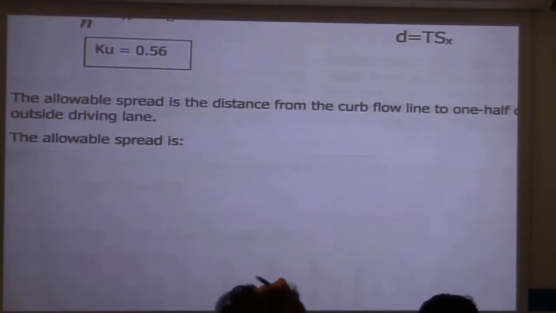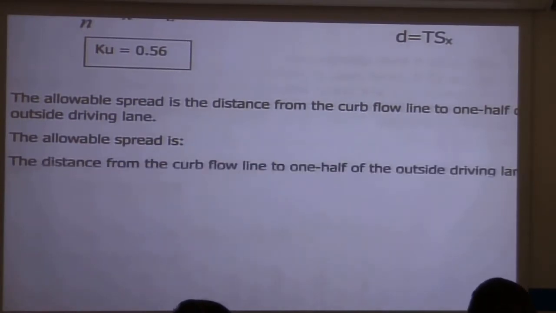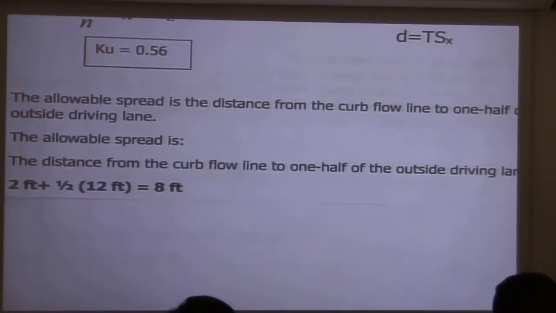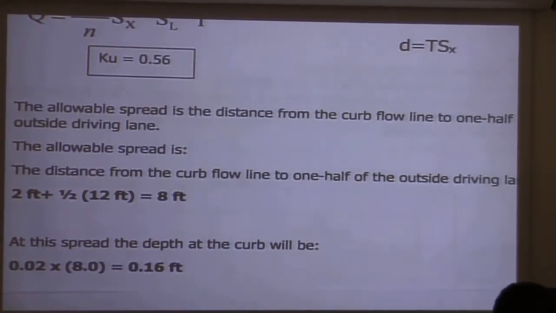Okay, so question 1, the allowable spread is what? 8 feet. There you go. So 2 feet plus 1/2 times that travel lane, 8 feet. And then at this spread, the depth at the curb will be 0.16 feet. Did everybody get that? Okay.